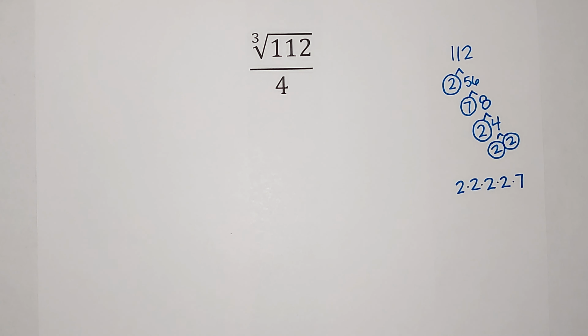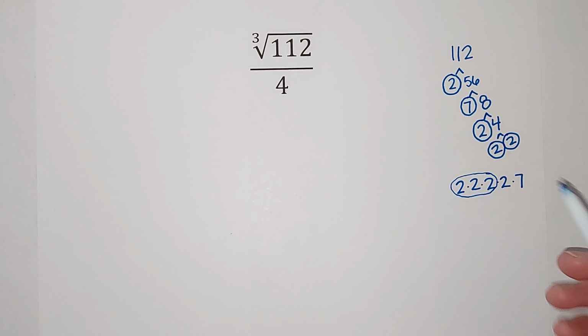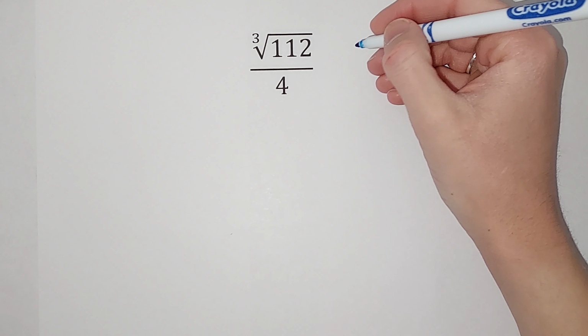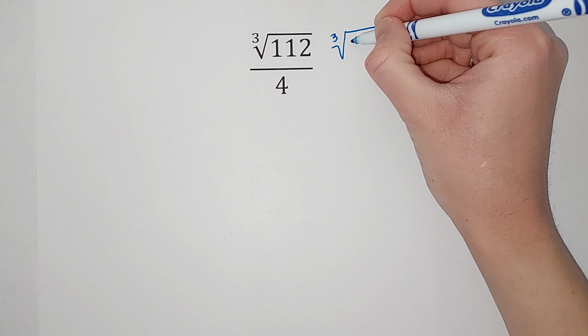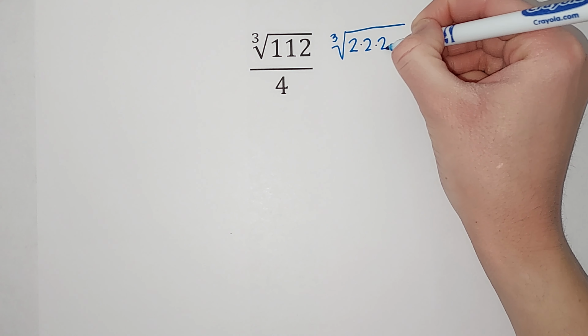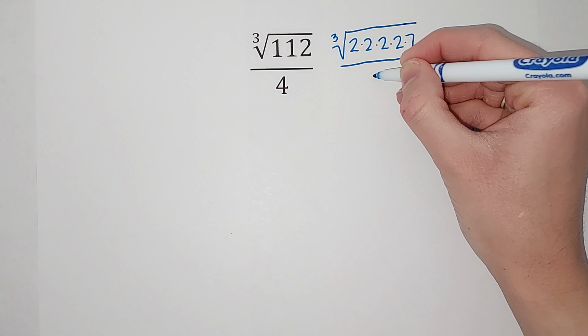So why did we do this? Because there's not a single number that multiplies by itself 3 times to give me 112, but I do have a group here, right? So I can do it partially, if you will. Okay, so we're taking the cubed root of 112, which we're writing as 2 times 2 times 2 times 2 times 7. You're welcome. And this is still over 4, right?